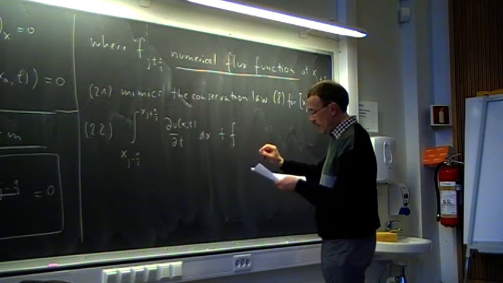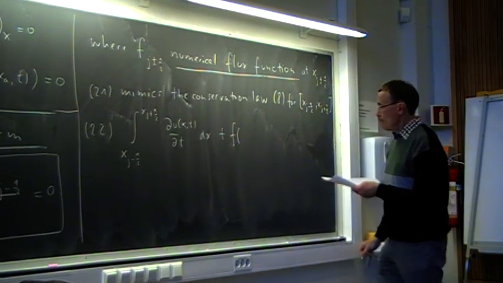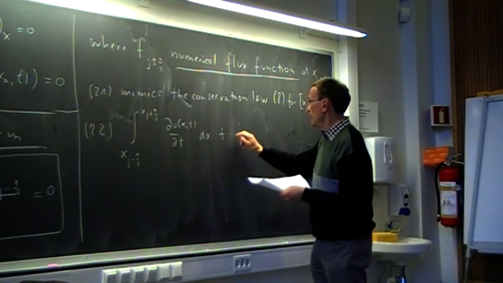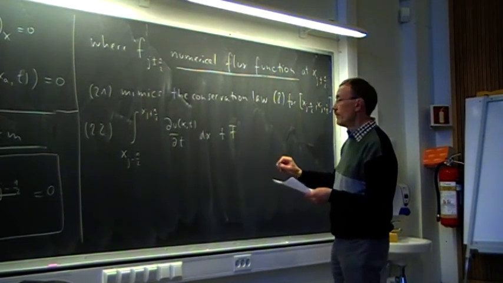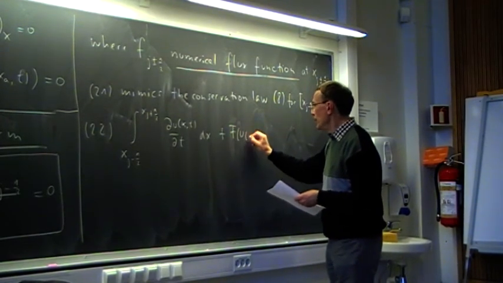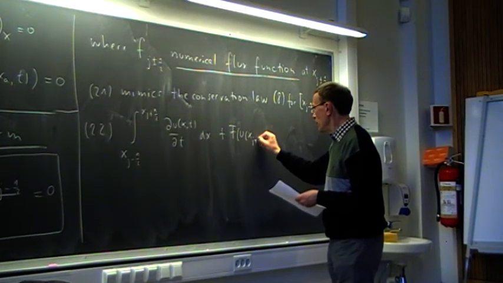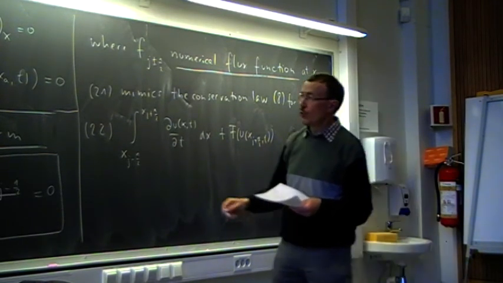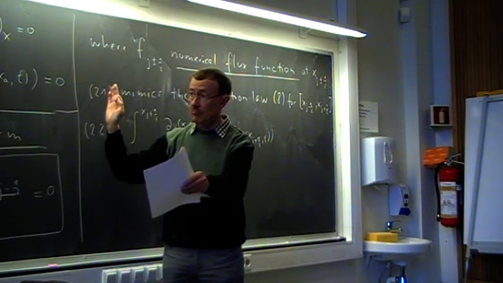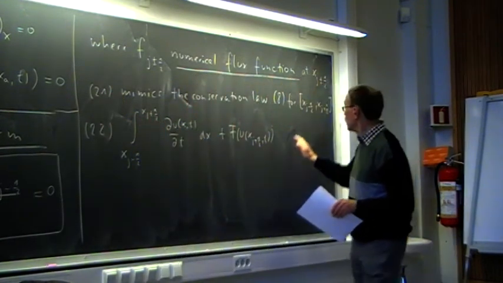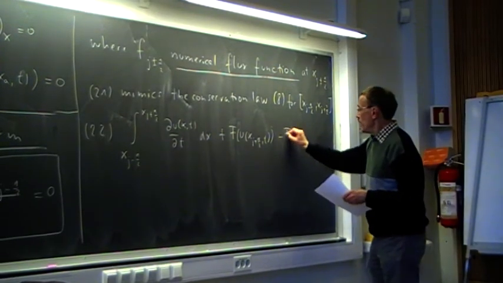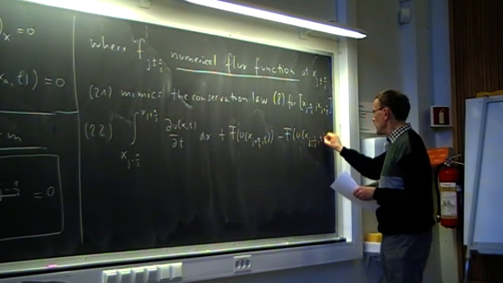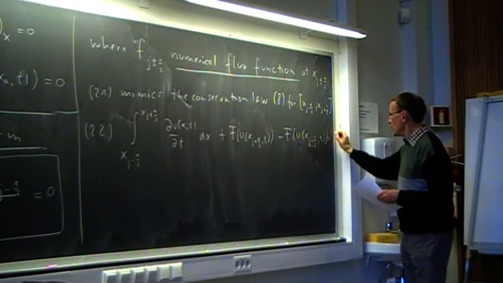And then we will have F. If we have the flux, it will be our capital F, that will be of u, and that will be at xj plus 1/2, t. So we apply now what we have for the complete domain to just this cell. Then we have here F of u of xj minus 1/2, t. And that is supposed to be 0.